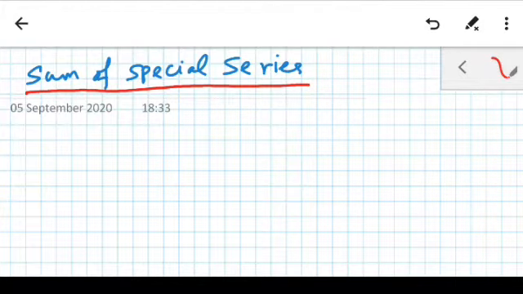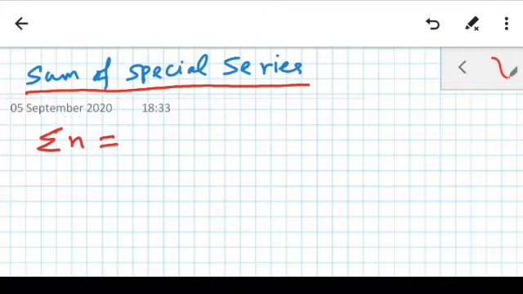Good evening, children. So today we'll have a discussion on sum of special series. Let me first tell you what are special series in our progression. There are three special series we are going to discuss. First one is summation of n. When I do not write anything, you should understand it is from 1 to n, right?